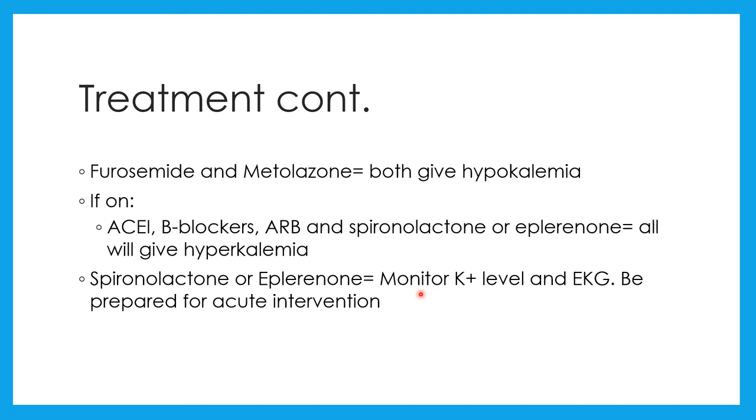But at a low level, we can have calcium resonium and then advise against the use of banana or plantain. Then we can have salbutamol. Salbutamol will also send potassium into the cell. So calcium gluconate, salbutamol, insulin and glucose, calcium resonium, depending on the value of the potassium.